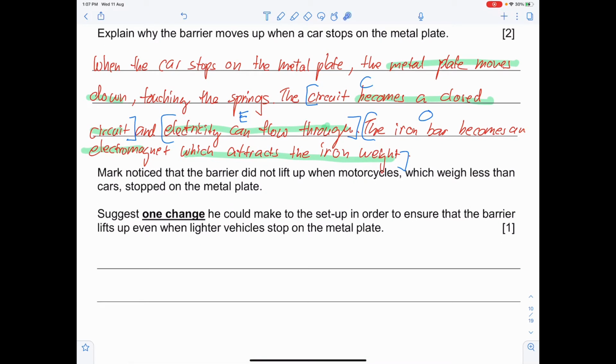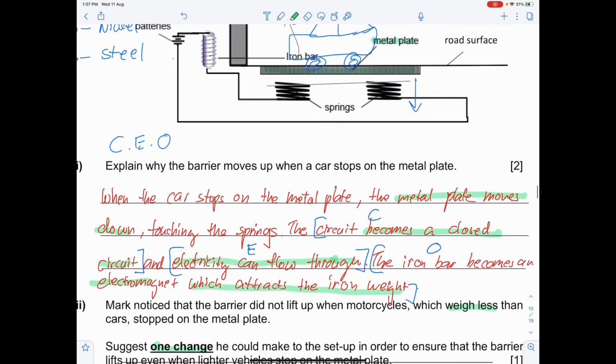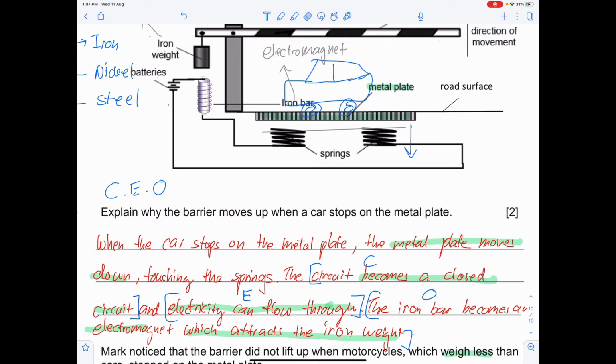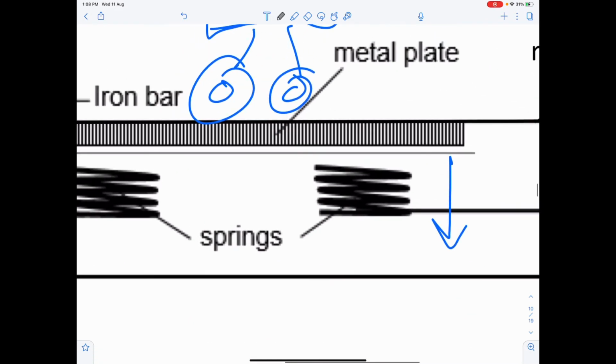Alright, next question. Mark noticed that the barrier did not lift up when motorcycles, which weigh less than cars, stop on the metal plate. Suggest one change that he could make to the setup in order to ensure that the barrier lifts up even when the lighter vehicle stops on the metal plate. Now, in this question, the whole idea is that the motorcycle didn't work because it was too light, not enough mass. So the metal plate will not touch your contacts. Maybe it gets lowered to perhaps this level, somewhere here. There is still a gap.